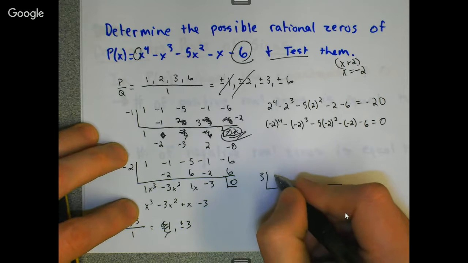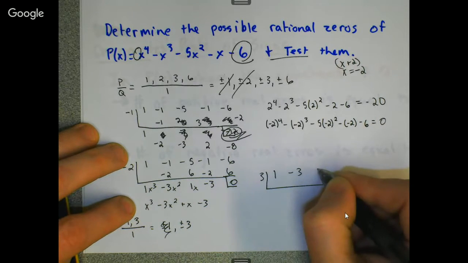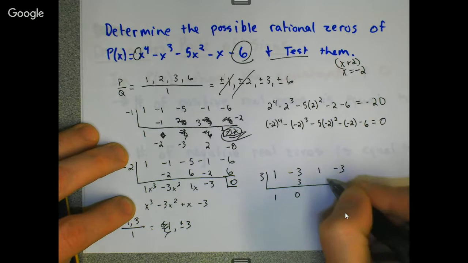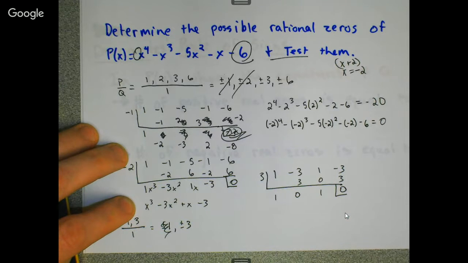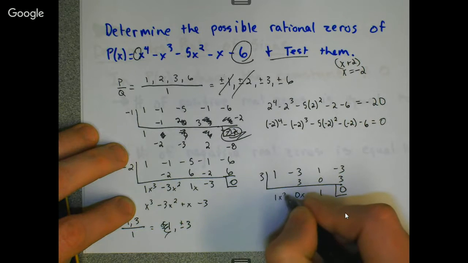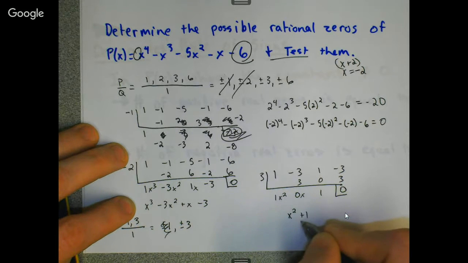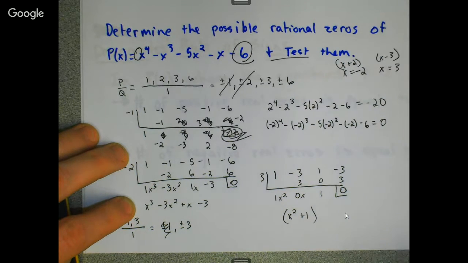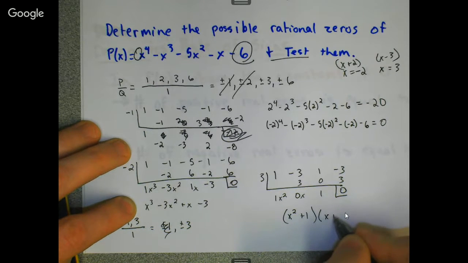I get 1, -3, 1, -3. So I get 1, 0, 1, 0. So I get x squared plus 1. x equaled 3, so x minus 3 was a factor. So x plus 2 was a factor, and x minus 3 was a factor.